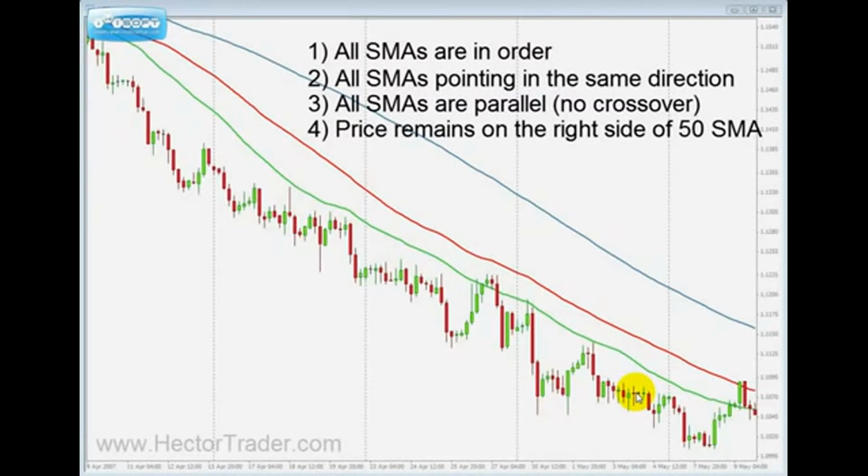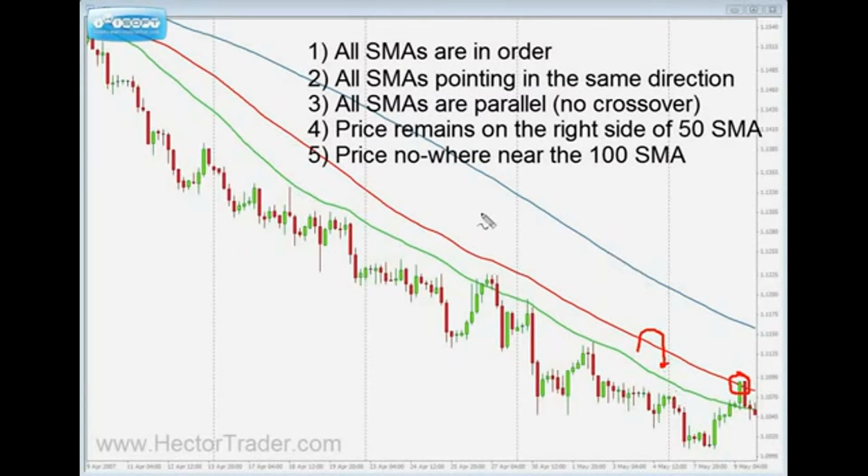Now, the fifth condition is that the 100 simple moving average has never been breached, okay? In my opinion, this is an important condition. I want the 100 moving average to never be touched, never violated, and price being nowhere near it, in fact. Just as I said before, it's okay to have a quick touch above the 50, as long as price dives back down immediately after. I like price to be nowhere near the 100, okay? Any single touch, even if it's just for 1 bar, I consider the trend to be jeopardized.